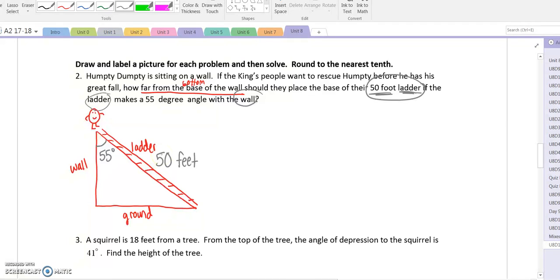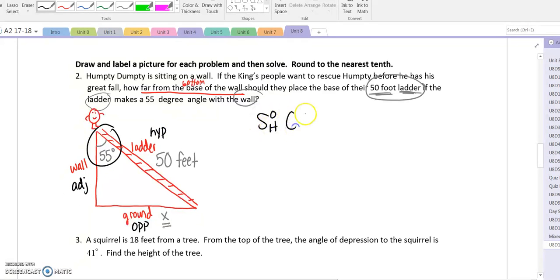And then let's make sure we understand what we're solving for. The question said how far from the base or the bottom of the wall should they place it? And so how far from the bottom? That's going to be the bottom side. So this right here is going to be x. All right, and then I can start the same process we're used to. Circle my reference angle, label opposite, hypotenuse, adjacent.